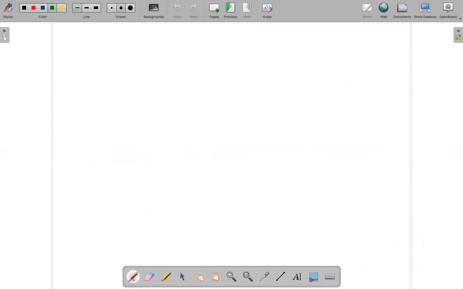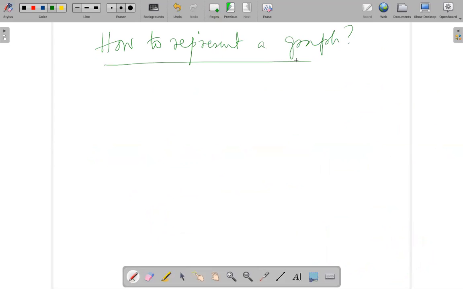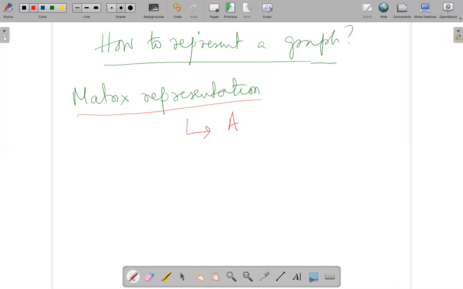So the next thing is how to represent a graph. There are at least two different ways in which one can represent a graph. The first of these is a matrix representation. This is also sometimes called the adjacency matrix of a graph.